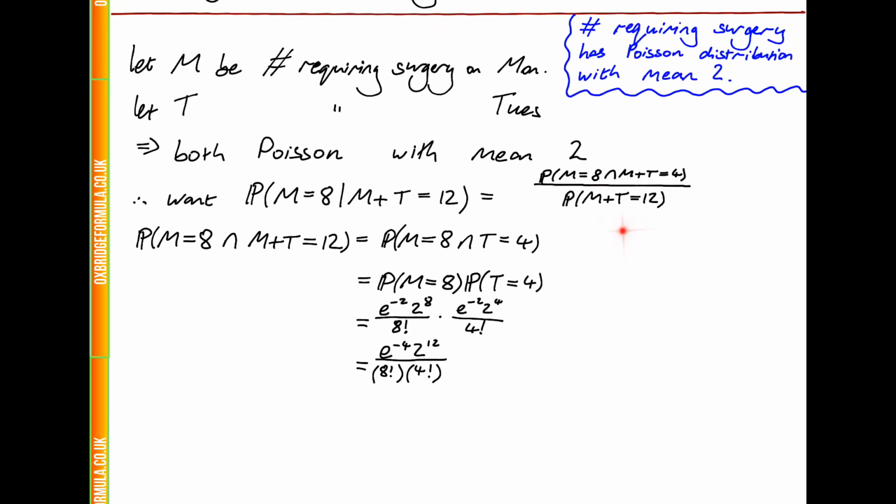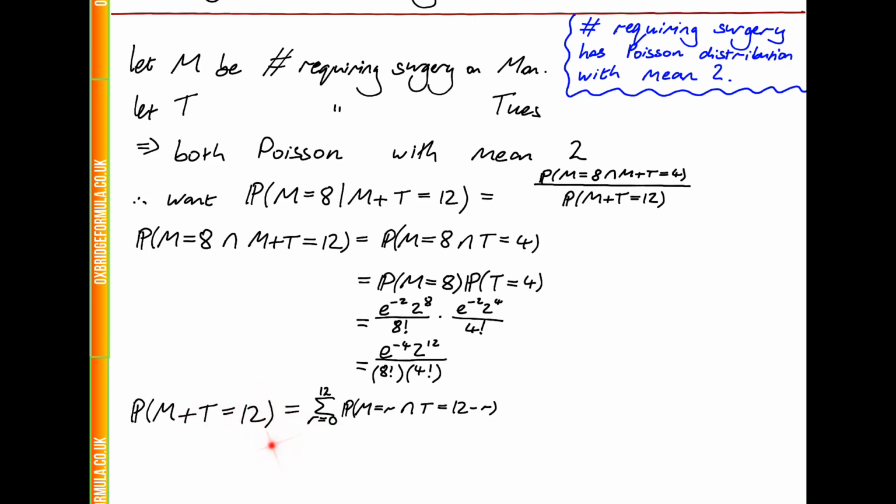Now let's try and evaluate this denominator. Pause the video and have a go at doing that for yourself. Indeed, the probability that M plus T is equal to 12, well, we can use the law of total probability to see that this is just the sum of the different values of M and the respective different values of T that will give us the fact that M plus T equals 12.